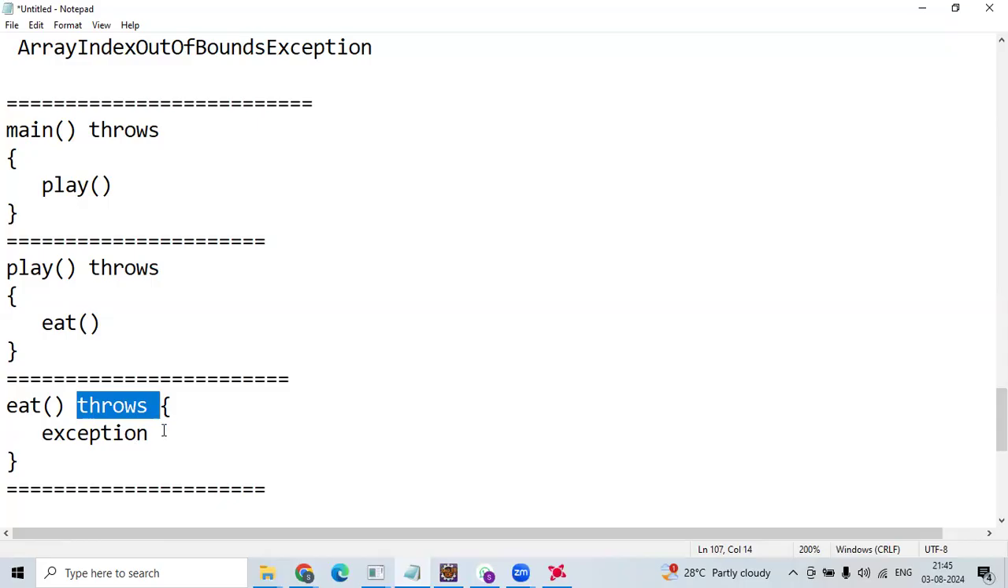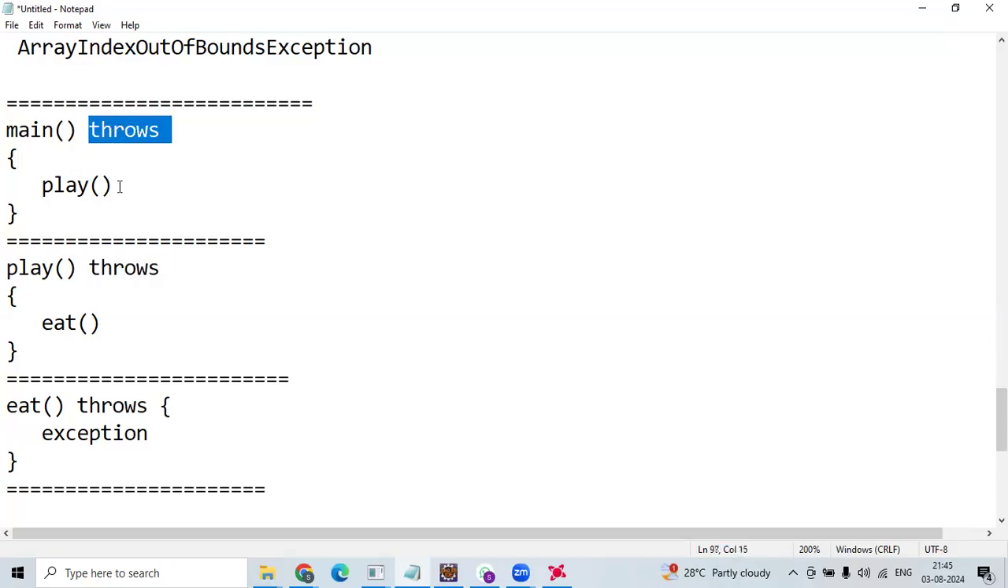Am I correct? Yes. So if you're delegating, obviously the control will go to the play method. Again, here also you're not handling, you're delegating again to the caller method. So who will call this play? The main method. Okay, so again here also you're delegating.